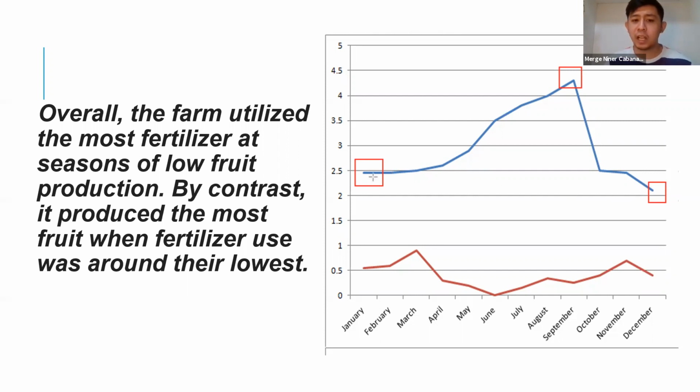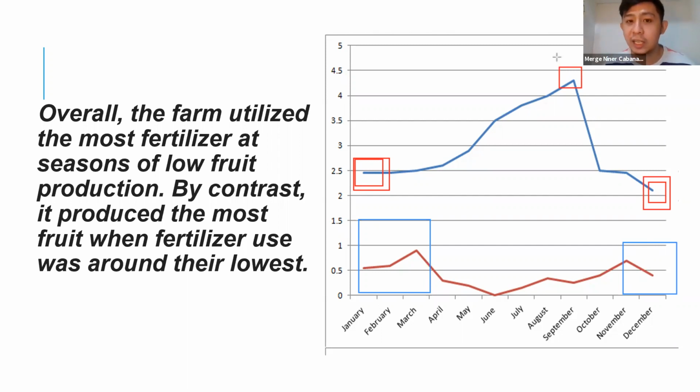So you can mention that for fruit production, this is the blue line, the farm utilized the most fertilizer of seasons in low fruit production. Take a look. Here is a month of low fruit production. Here is another month of low fruit production. When did the farm utilize the most fertilizer? In the season of low fruit production.